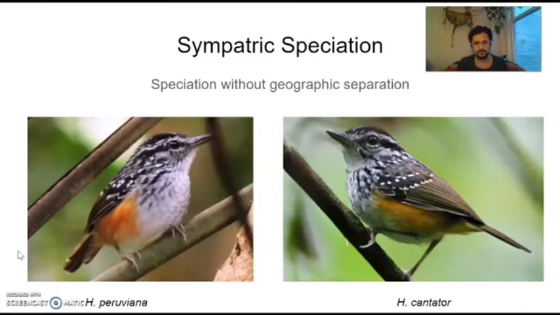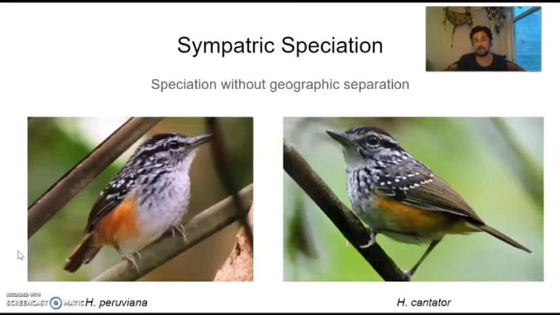So the males will fight each other regardless of whether it's a Hypocnemis peruviana or a Hypocnemis cantator. The males will fight each other using the same similar sounding songs. But the females can tell, and they can tell well enough to make sure that there is a prezygotic barrier. It maintains that genetic isolation between these two species.